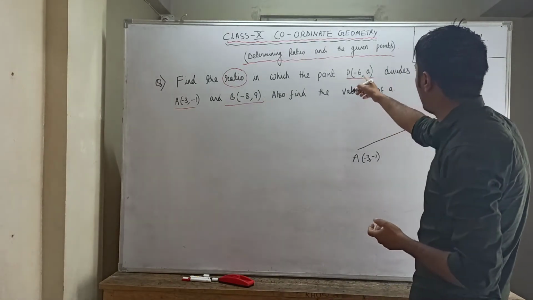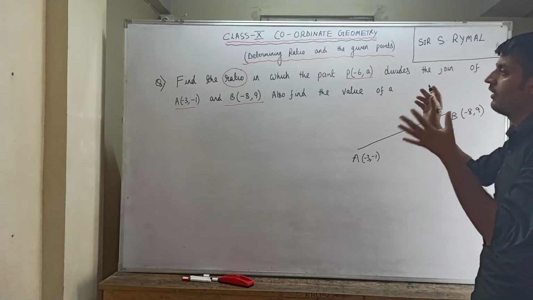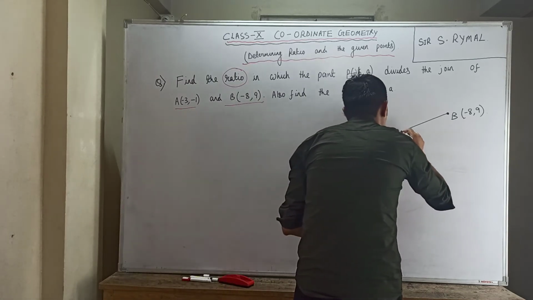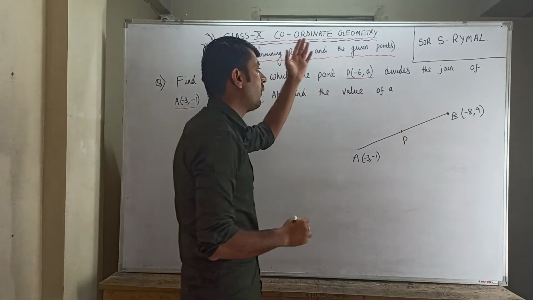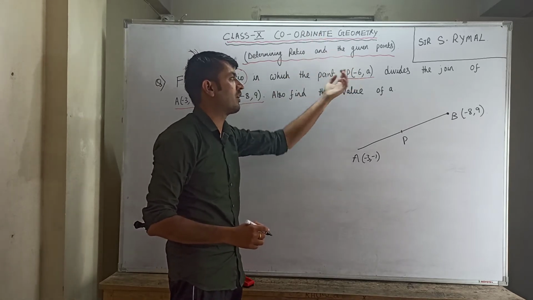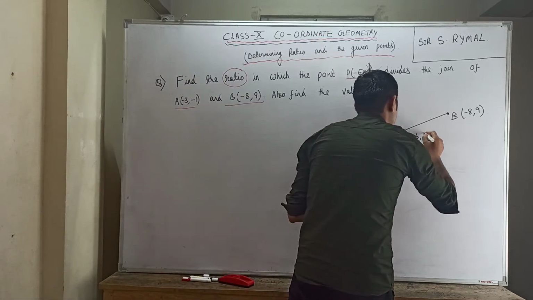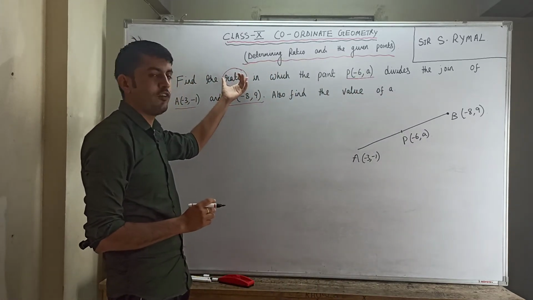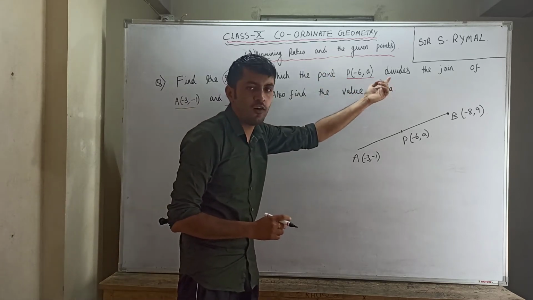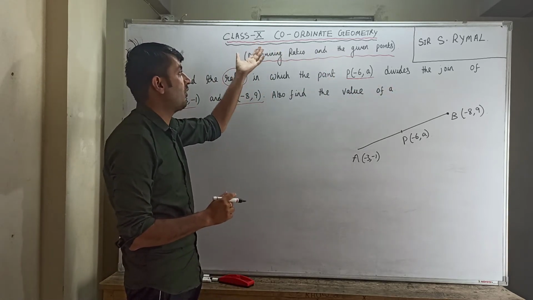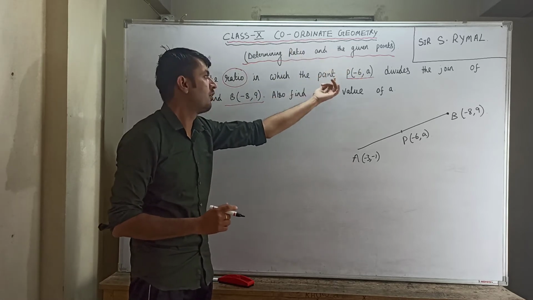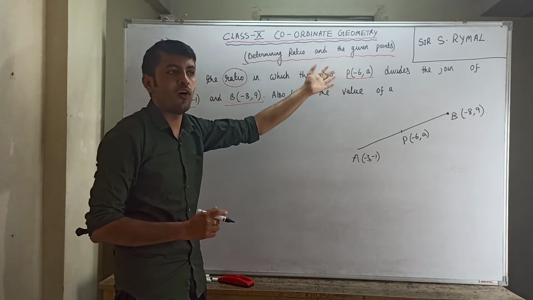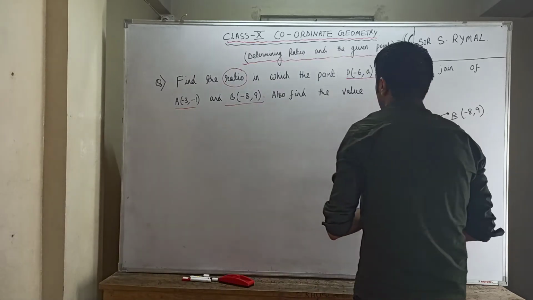And they say P divides AB in a ratio, which means we have to find that particular ratio. So your point P is here. What is the coordinate of P? It is given as minus 6 comma a. You have to find the ratio first of all, and next you have to determine the value of a. So this problem is based on determining the ratio and the given points. Out of this point, the first component is given, the second component is not given. So let us see how to solve this.